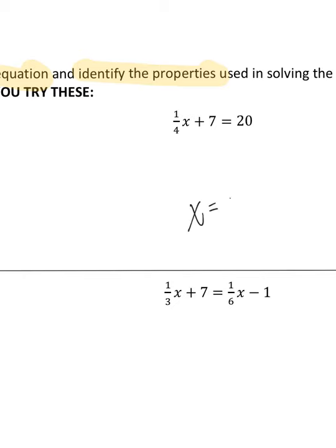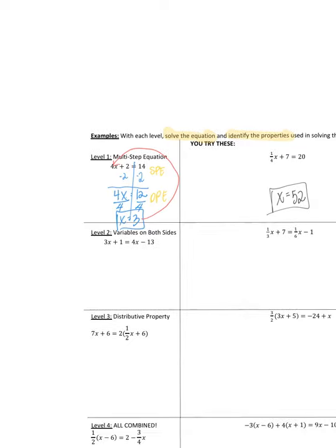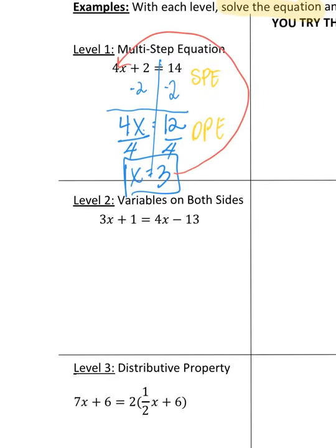We haven't touched this yet, so let's talk about what goes on here. When you have variables on both sides, look for where the smaller x is located. Move that x so you can deal with positive x's for the rest of your equation. 4x minus 3x is x. We're going to move that entire x to the other side of the equation.